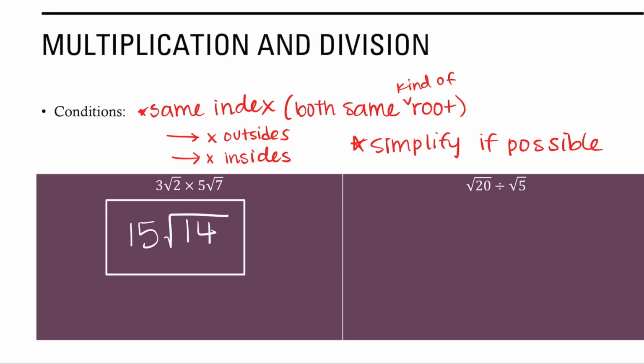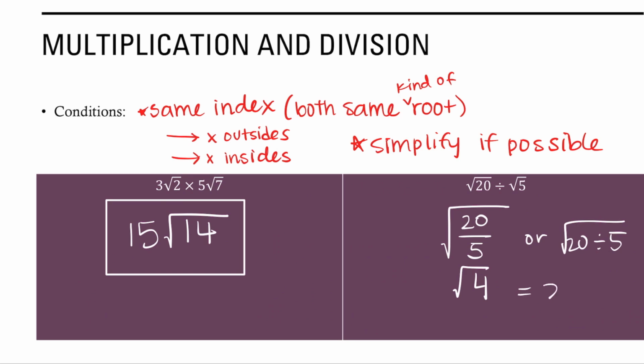Square root of 20 divided by square root of 5. I'm going to divide them. So I'm actually going to put them together like this. This is another way you can think about it. Or you can think about it as square root of 20 divided by 5. Totally up to you. Either way, you end up with the square root of 4. But wait, we know that the square root of 4 is just 2. So I can put a 2 and I'm done there.